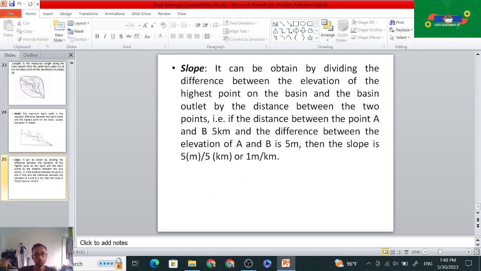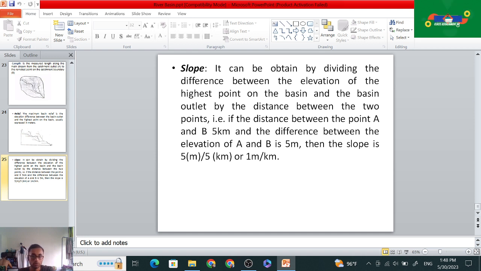Then the slope. It can be obtained by dividing the difference between the elevation of the highest point on the basin and the basin outlet by the distance between the 2 points. If the distance between the 2 points A and B is 5 km and the difference in elevation between A and B is 5 meters, then the slope is 5 meters by 5 km, so it's 1 meter per kilometer.